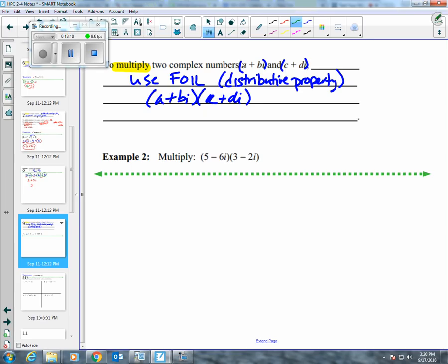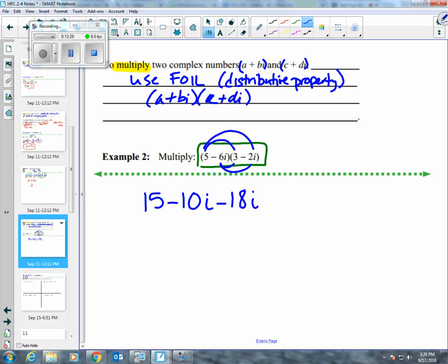Let's take a look at an example of that and how that might simplify. So here's the one that we're going to try, the one that they gave you. We're going to go ahead and do FOIL. So first, 5 times 3, that would be 15. Outsides, that would be minus 10i. Insides, negative 18i. And then last, negative, negative, so be careful. That would be plus 12i squared.